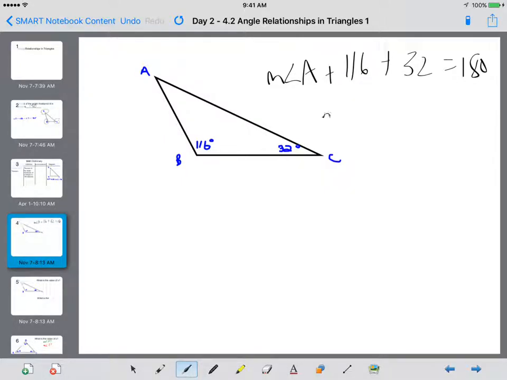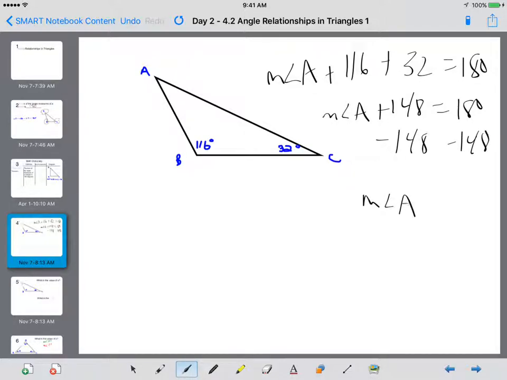So to solve for angle A, let's add 116 and 32 to give us 148. And to solve for A, I'm going to subtract 148 on both sides, so that the measure of angle A is going to equal 180 minus 148, which gives us 32 degrees. And since both these angles are the same, we know that's an isosceles triangle.